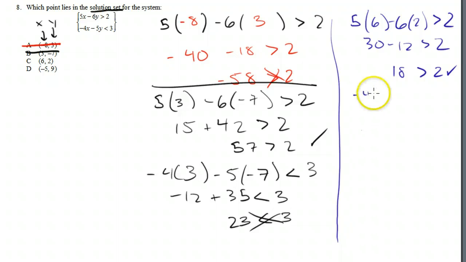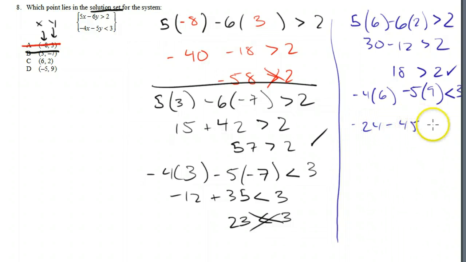And then let's try the second one. So I get negative 4 times x, which again is 6, minus 5 times y, which is 9. It has to be less than 3, right? So looking at this, I get negative 24 minus 45, less than 3. Well, I'm pretty sure a negative number, negative 69, is definitely less than 3. So it works for both. That must be my answer, C.